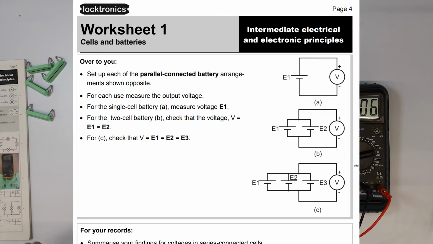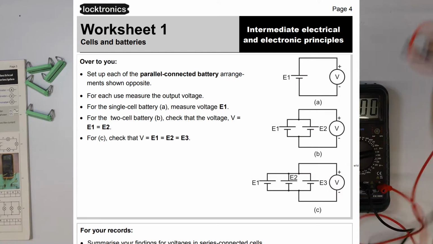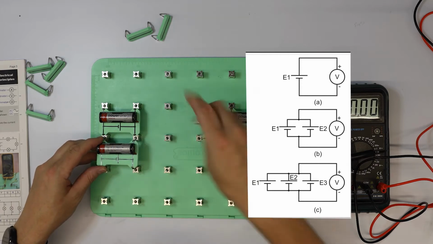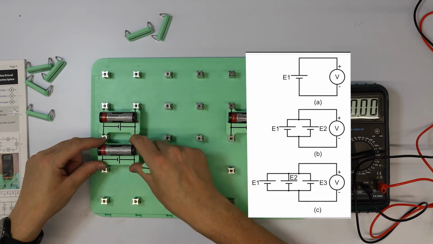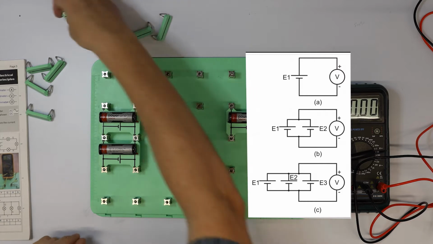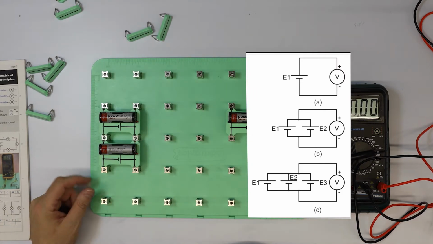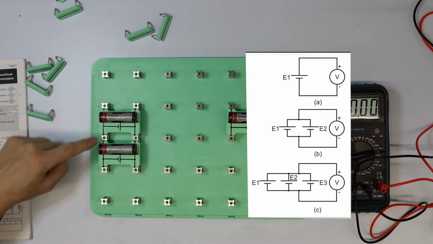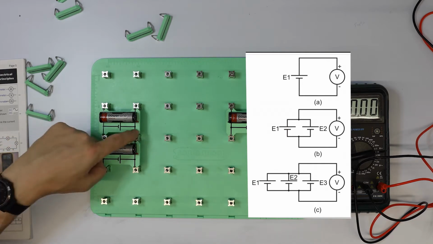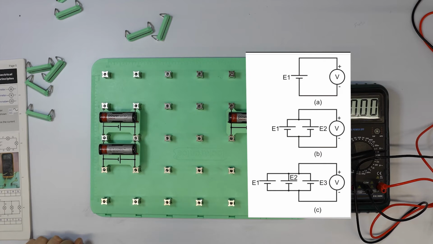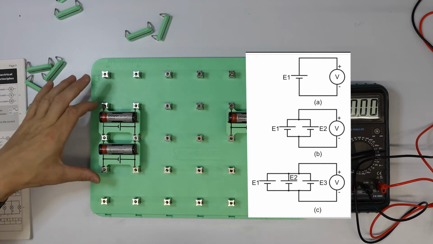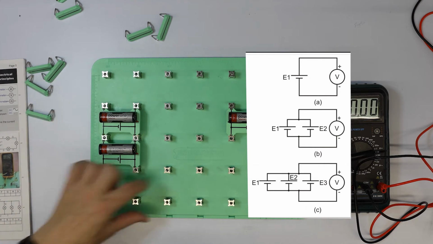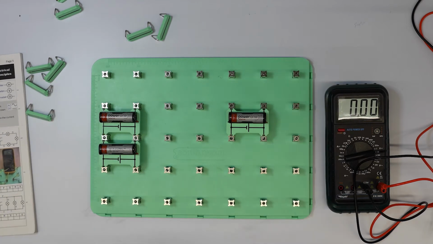So I'm just going to change the arrangement of my batteries now, and I'm going to connect my batteries like this. This is really easy because I don't need to connect any link cables. So here, if we look closely, I'm connecting the negative terminals of the batteries together and the positive terminals of the batteries together here. And what I'm going to do is measure the voltage across the batteries in parallel.